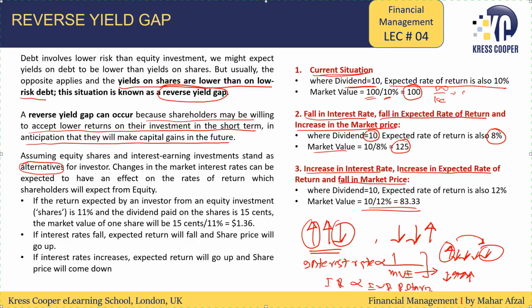On the other hand, if interest rate is coming down, borrowing will go up, purchasing power will go up, demand for the securities will go up. Supply is constant, demand has gone up, so ultimately what will happen? Market value of the security will go up.